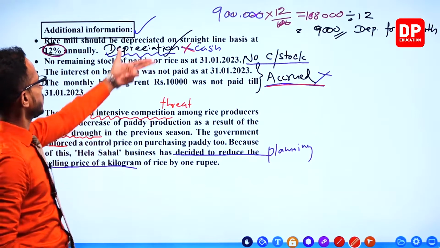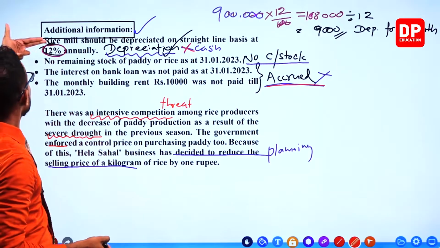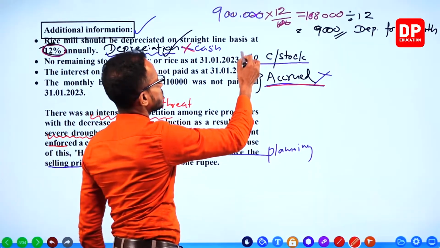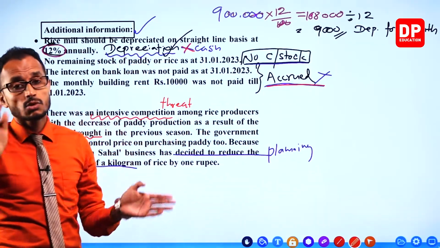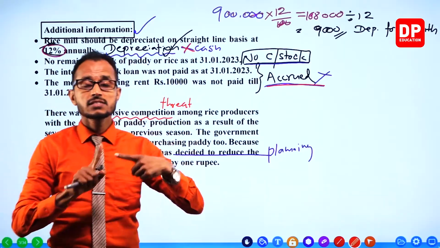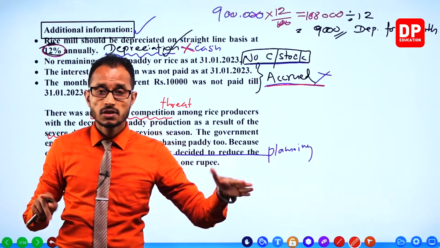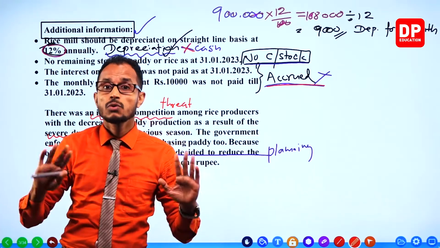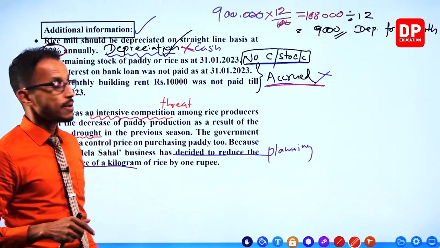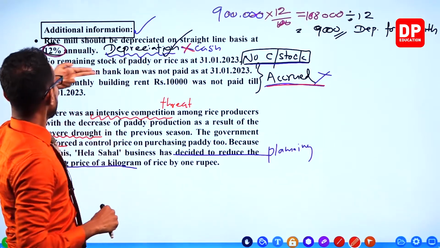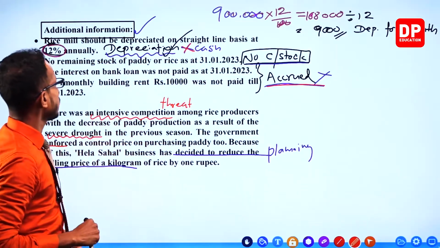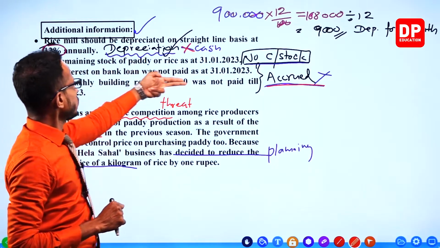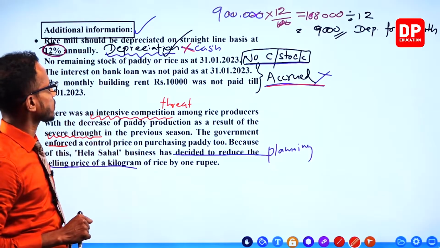Next, additional information. This is done now. No remaining stock of paddy, no closing stock, which means you don't have to worry about the cost of sales, opening stock plus purchases minus closing stock. There is nothing to calculate like that. No opening stock and no closing stock. So just the purchase expense is there. No worries there.